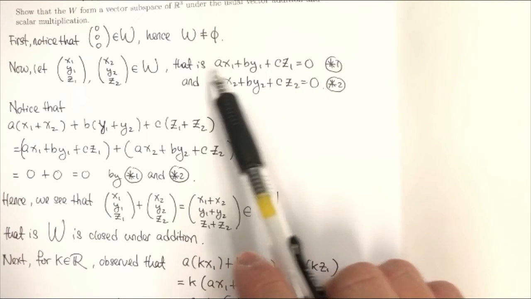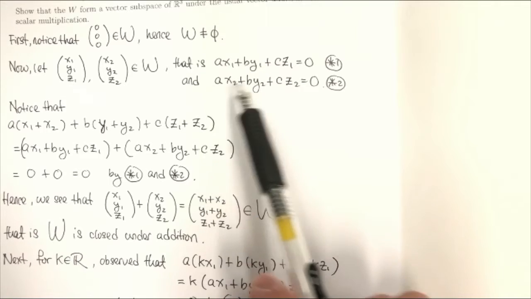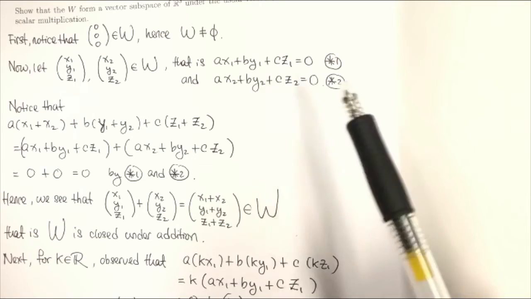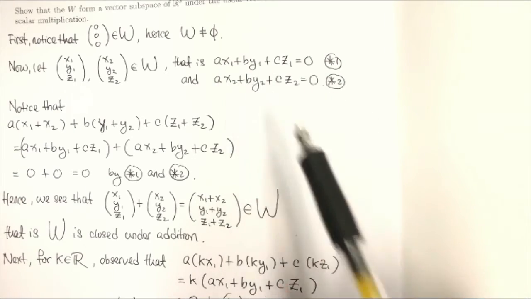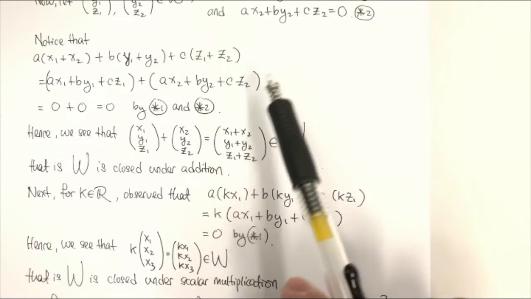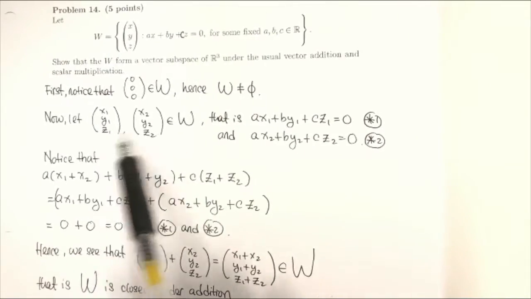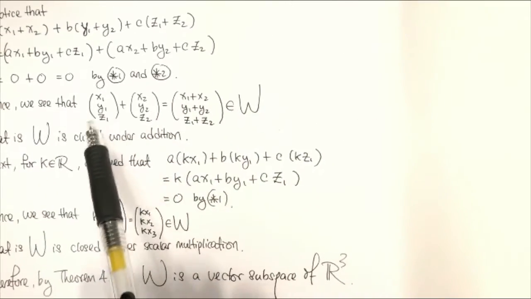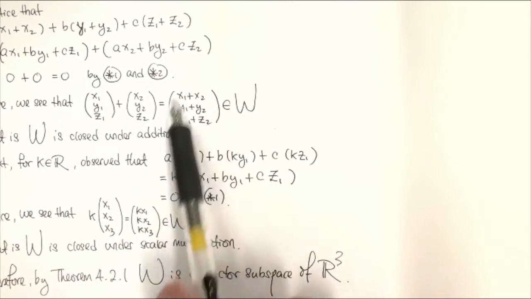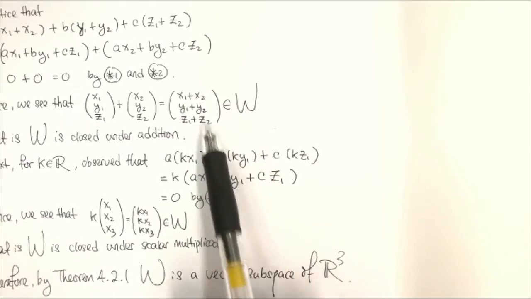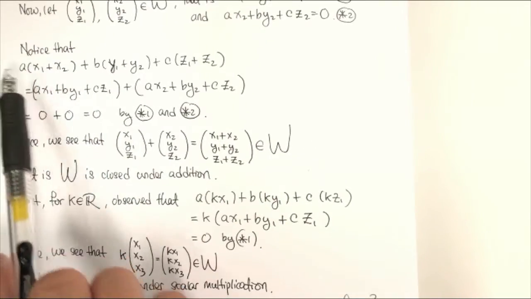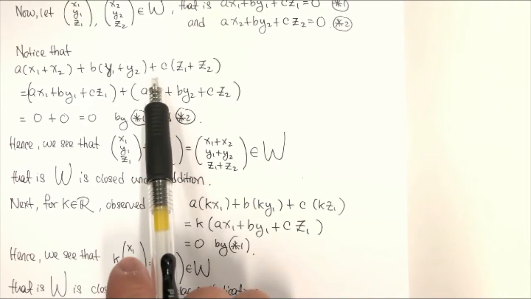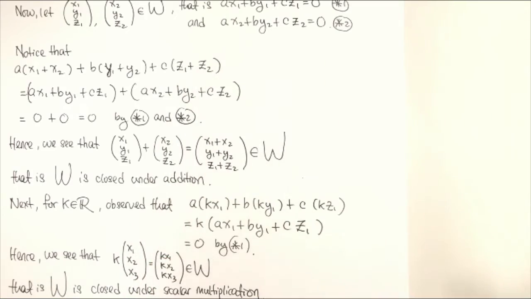See that in this case, in both our equations here, the A, B, and C are the fixed numbers that I cannot change. It has to be A, B, and C. The things that are different are the x1, y1, z1, x2, y2, z2. Now, I try to verify that if I add these two elements together, the sum, which is this, is still going to be an element in W. So I have to verify that A multiplied by x1 plus x2, plus B multiplied by y1 plus y2, plus C multiplied by z1 plus z2 has to be 0.